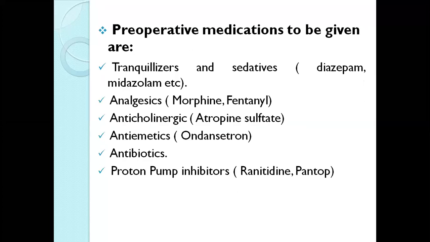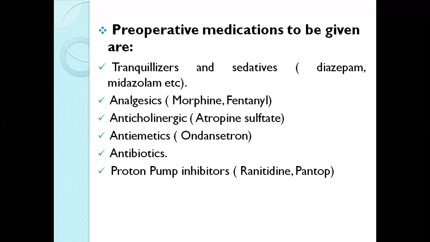Then the pre-operative medications to be given are tranquilizers and sedatives. These sedatives, like I've already mentioned, are given on the night before the surgery. This actually helps in keeping the patient relaxed, reducing his anxiety, and also helps in inducing sleep. Analgesics we can also give; they help in reducing the pain. Then anticholinergics help in relaxing the muscles in our body. That's why we give this.